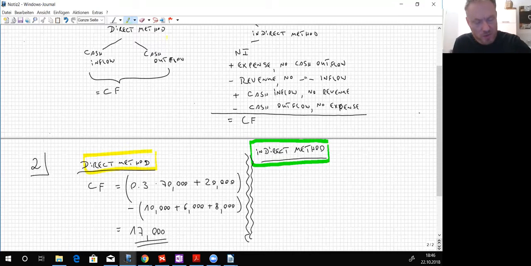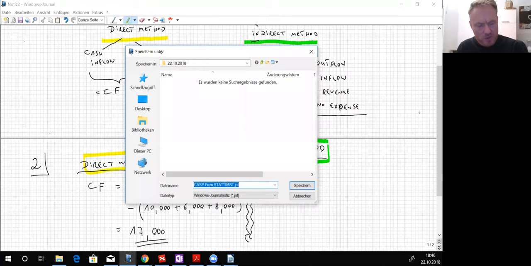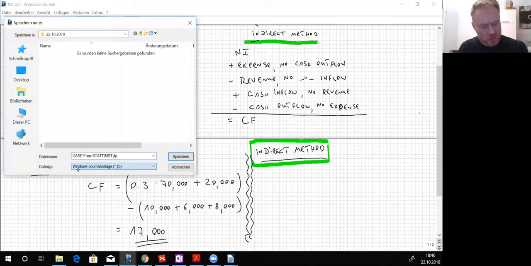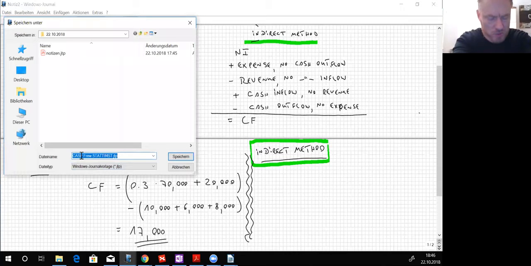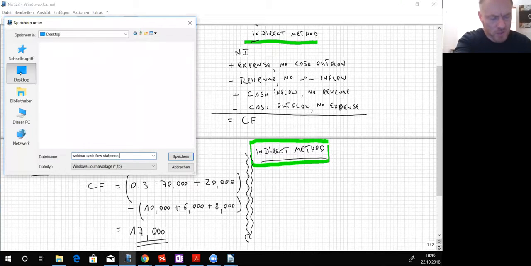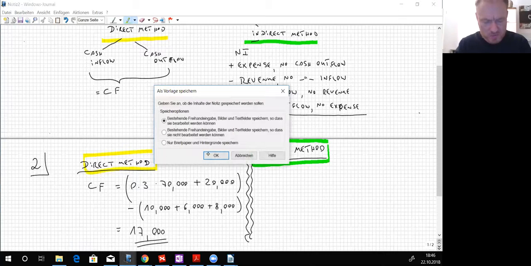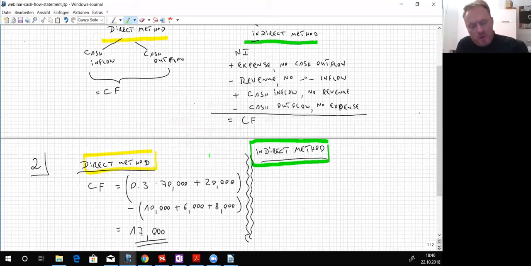Yes, the direct method is this. The indirect method, if I may just use those colors, goes this way. And first of all, I need to just make sure that's the cash flow statement. Cool. First, we need to calculate net income, and that is the difference of revenues and gains on the one hand, and on the other hand, expenses.